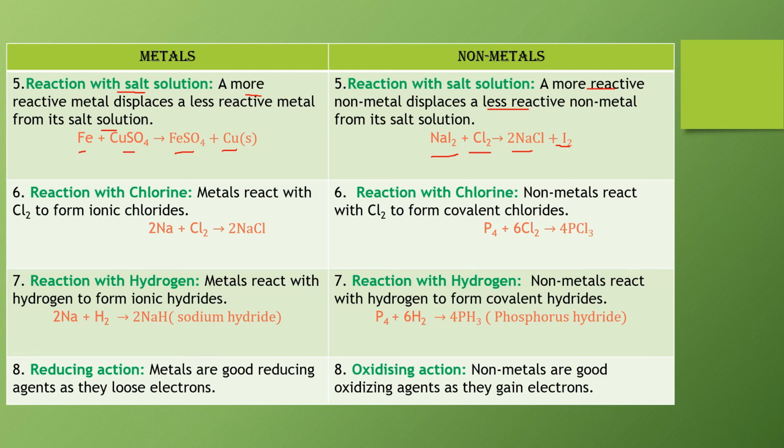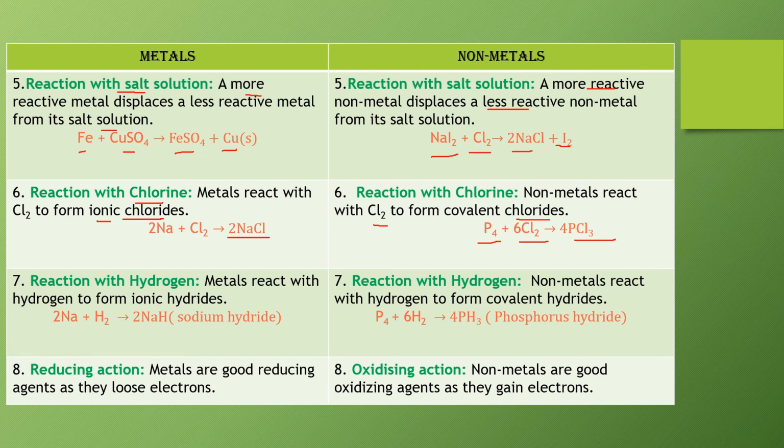Now the next is reaction with chlorine. Metal reacts with chlorine to form chlorides which are ionic in nature. For example, Na plus Cl2 gives NaCl. NaCl is ionic in nature. Now whenever non-metal reacts with chlorine, they form chlorides which are covalent in nature. For example, phosphorus when reacts with chlorine, it forms phosphorus trichloride, which is covalent in nature. Covalent compounds we will study in the 4th chapter. The compounds which are formed by the sharing of electrons are called covalent compounds.